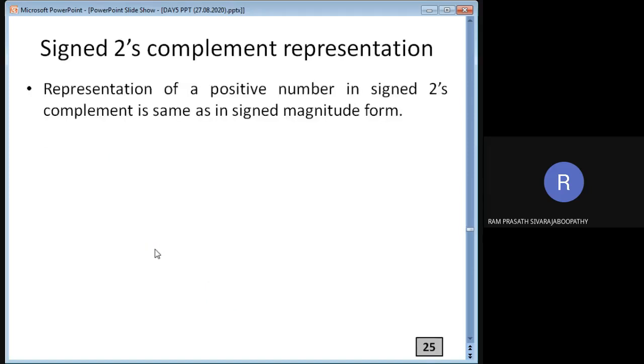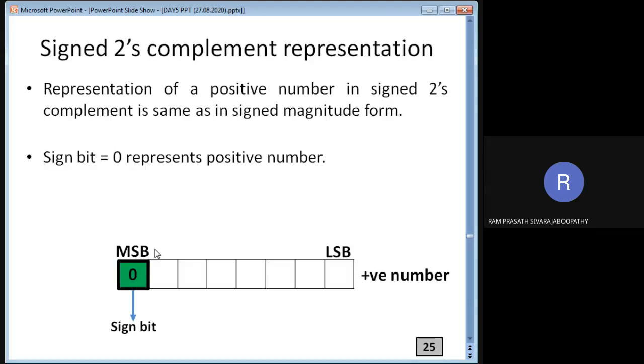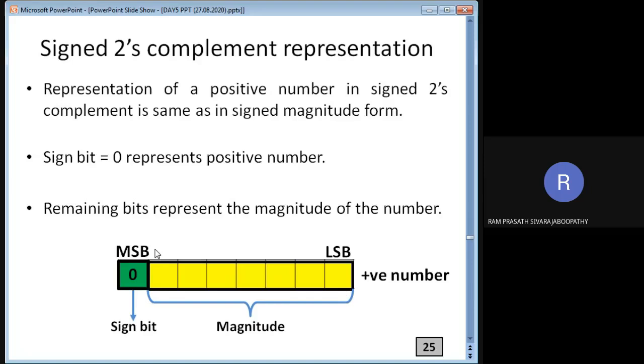Now we will discuss the representation of a number in signed twos complement form. So far we have discussed signed magnitude representation and signed ones complement representation. Now we are going to discuss the representation of the positive number in signed twos complement representation. Here also the MSB bit indicates whether the number is positive or negative, as we told earlier. For a positive number, the MSB is definitely 0, and the remaining bits we consider as the magnitude.